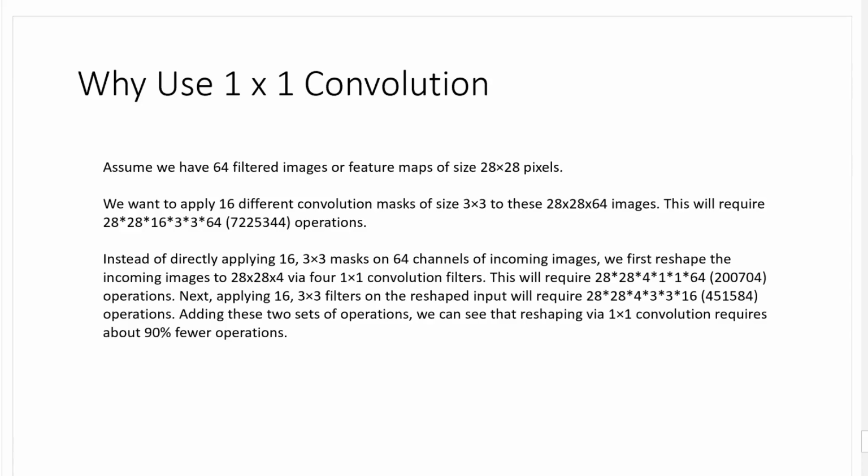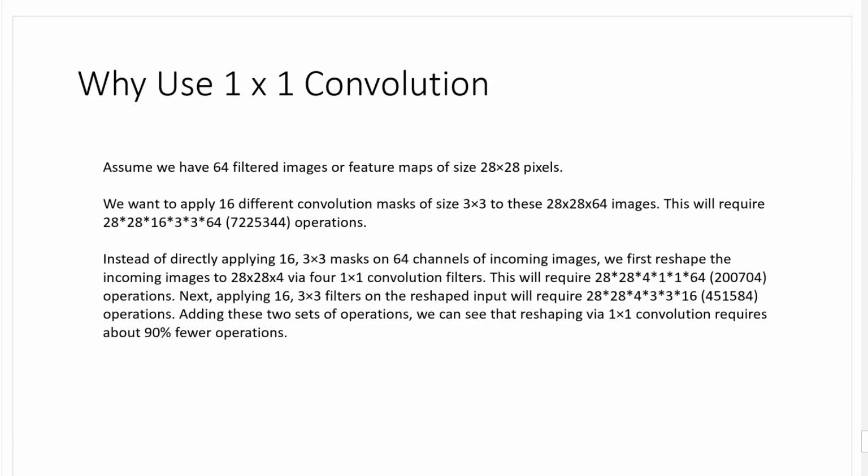So you have 64 filtered images. Each image is of size 28 by 28. Typically this will be at some intermediate stage in a deep learning network. And what we want to do is apply 16 different filters or 16 different convolution operations or masks of size 3 by 3 to these images. If you look at how many operations are involved, you will find that the number of operations is given by 28 times 28 times 16 times 3 times 3 times 64, and that turns out to be 7225344 operations.